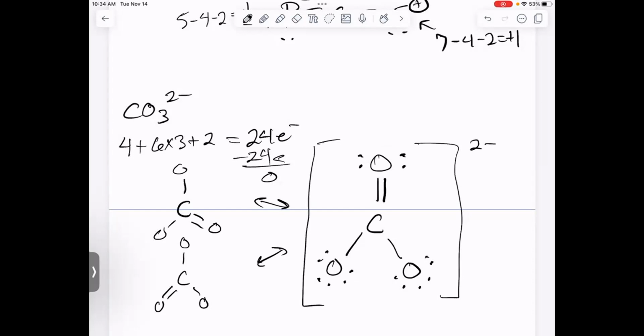And the one last piece that I do have to add to this, still on the right part of this, is to probably put the formal charges in. If I have a -2 overall charge, that means I have to have negative formal charges somewhere in here. Where are my negative formal charges?